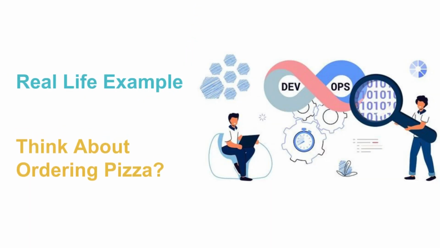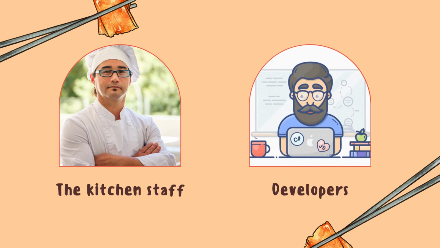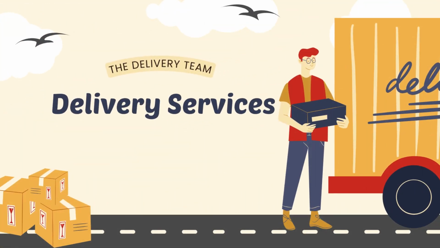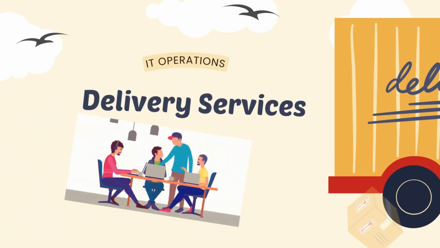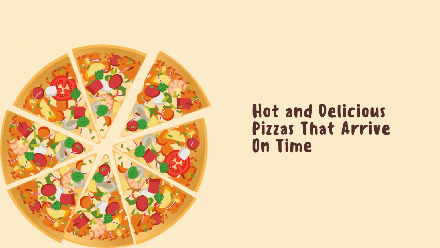Let's take a real-life example. Think about ordering pizza. Are you hungry? So let's take this example. The kitchen staff want to create new delicious pizzas and try new recipes. The kitchen staff is actually representing the developers, and the delivery team, which is the operations team, wants to make sure every pizza arrives hot and on time.